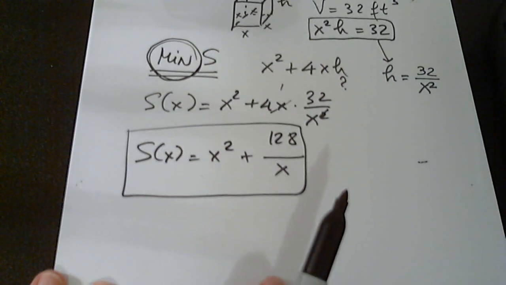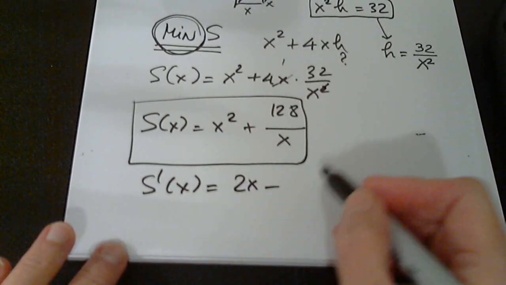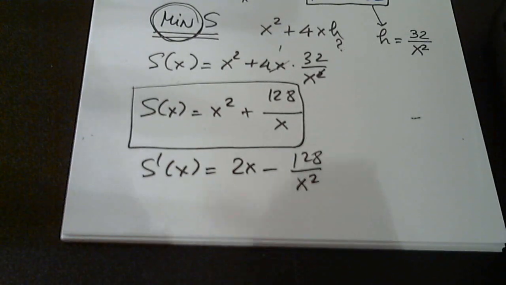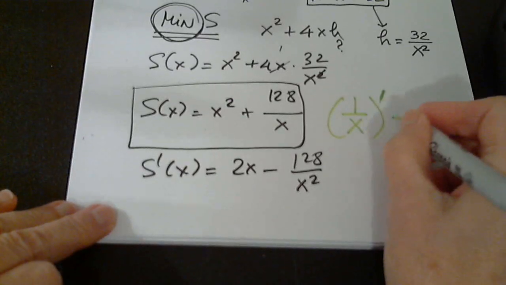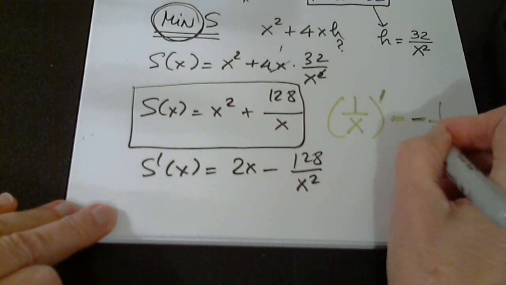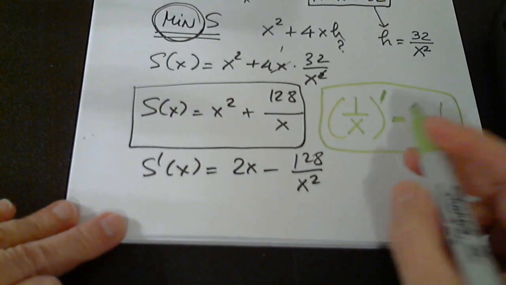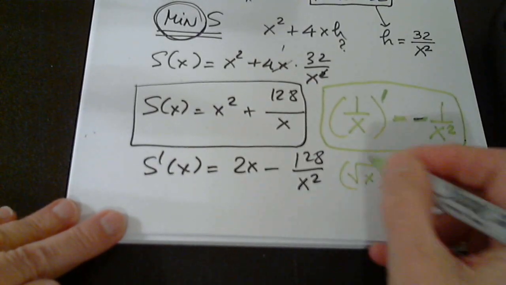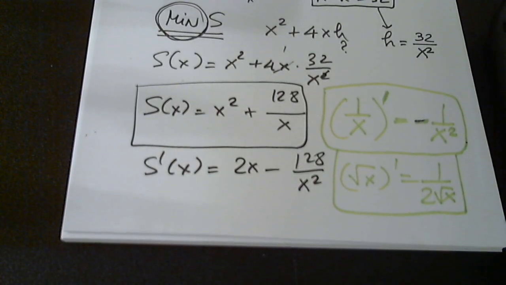First, I have to find the derivative, which is 2x minus 128 over x squared. One thing that I want to mention before we continue: when we differentiate 1 over x, we get negative 1 over x squared. Very important to remember. The same thing that I kindly asked you to remember, that the derivative of the square root of x is 1 over 2 square root of x. So these two should be remembered as you see them here.